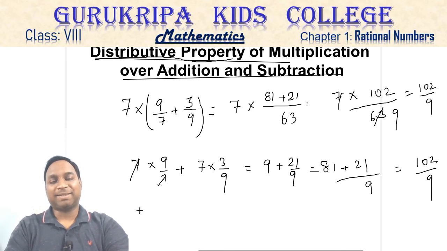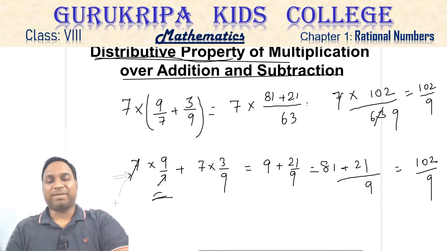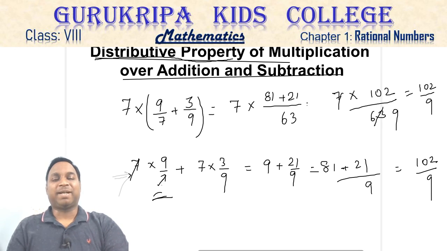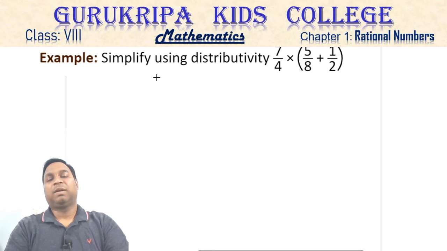ठीक है, यहाँ पे काम आसान हो गया ना. This distributive property made our work simpler. आंसर सेम आया हमारा, but it becomes simpler if we use the distributive property. ठीक है. Okay, there is one more example.